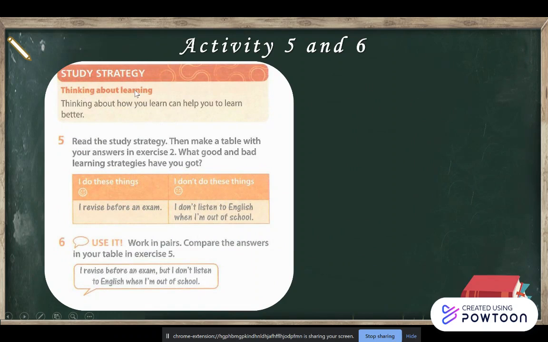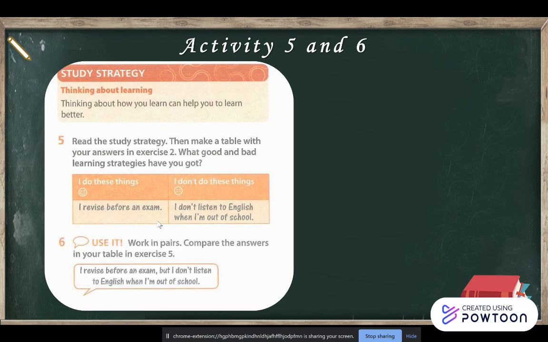Okay, so a study strategy when you are learning is thinking about how you can learn, which can help you to learn better. So when you think about how to study a language, you will learn better. So a study strategy you can see here in activity 5. For example, a good thing is when you revise before an exam, you do revision, you learn better.